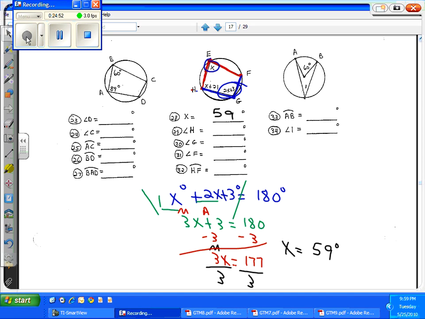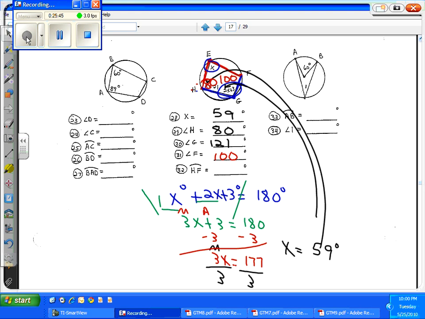Angle H would be x, which is 59, plus 21, which would be 80 degrees. Angle G would be 2 times 59 plus 3, which would be 118 plus 3, which would be 121 degrees. Angle F, if angle H is 80 degrees, opposite angles are supplementary if a quadrilateral is inscribed, so angle F must be 100 degrees.